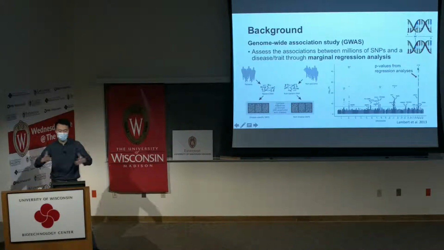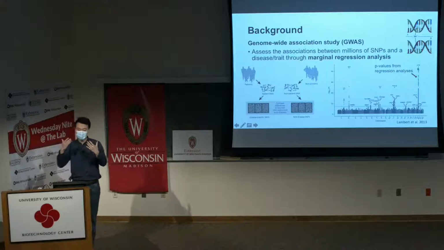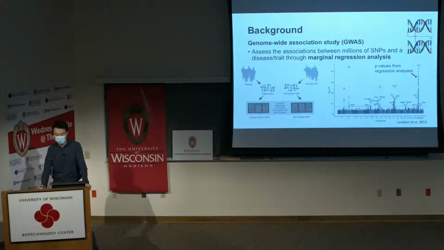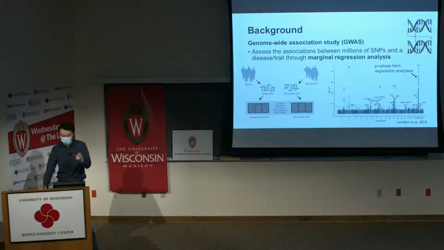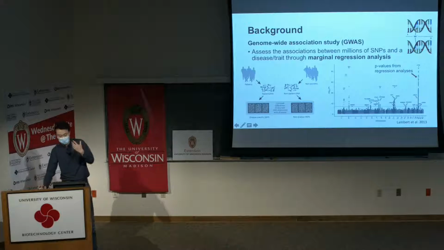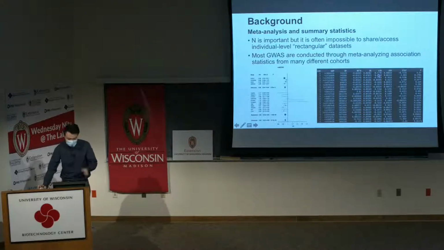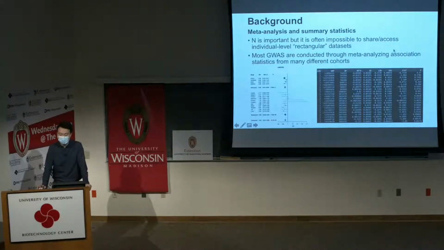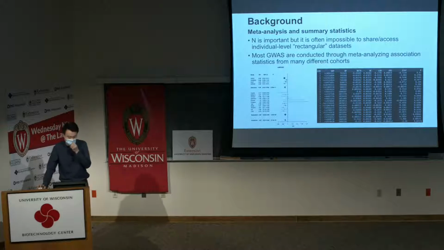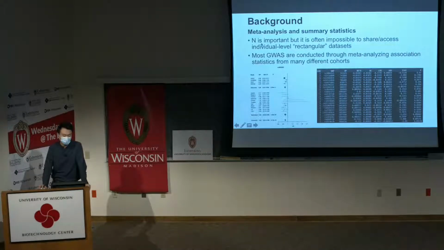You can see peaks on the Manhattan plot that hint at genomic regions that actually contribute to the risk of the disease. Nothing special, and one thing to note is, in GWAS, we're actually doing marginal regression analysis. There can be a bunch of covariates, but the association really quantifies the relationship between a single variant and the outcome of interest.